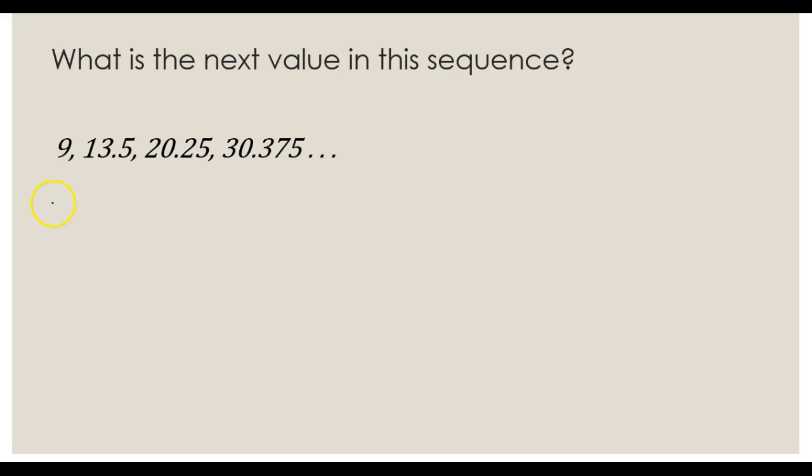But we'll take that second term, 13.5, and subtract the first one, 9. See if there's a common difference. So 13.5 minus 9 is 4.5. Okay, so far so good. Then we'll take the third number, 20.25, minus the second number, 13.5. See if there's a common difference there. And that one I get looks like 6.75.